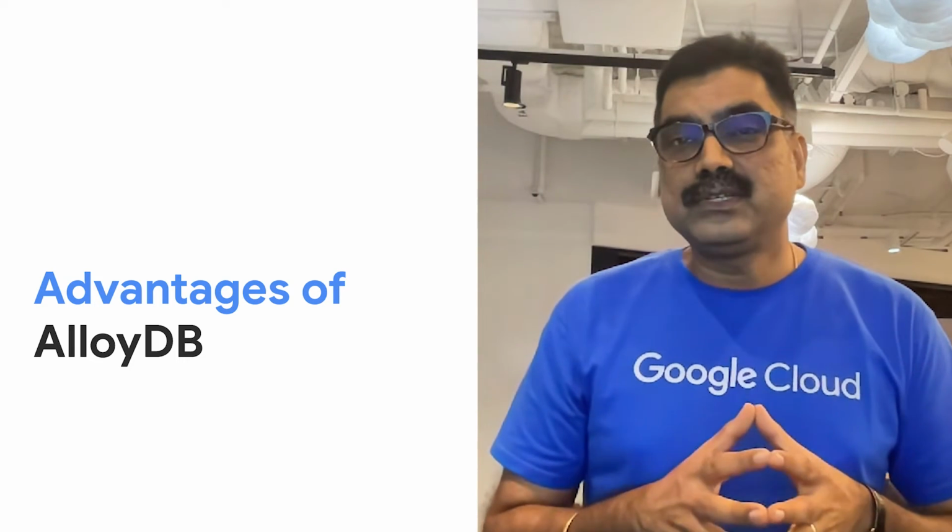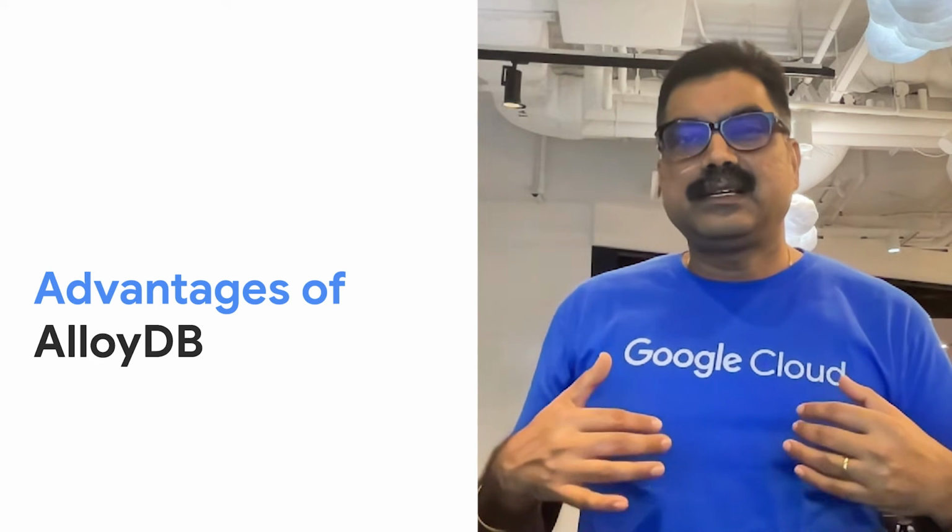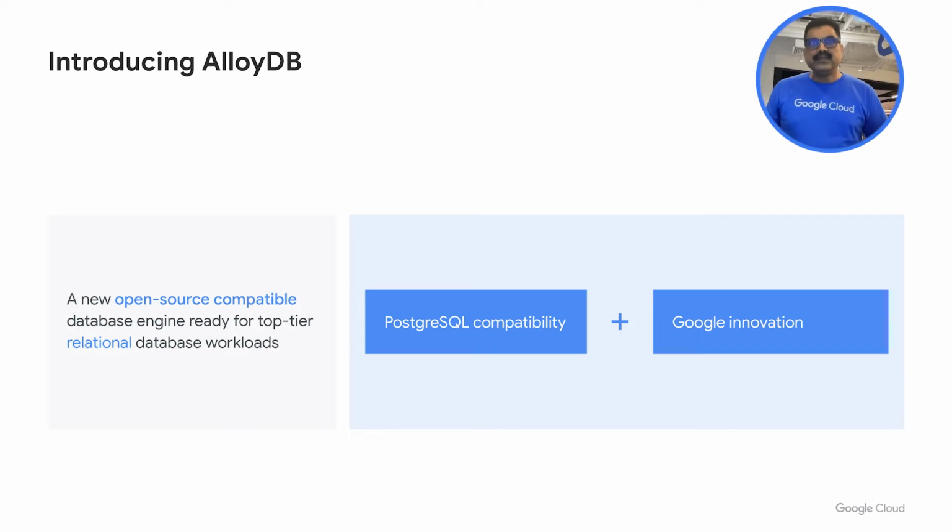Let's talk about what makes AlloyDB so unique and why Google Cloud has added it into its portfolio. As we have seen the acceleration of customers migrating their databases to the cloud, we at Google are constantly working on rethinking the technology they use. Our customers want to modernize from legacy proprietary services and standardize on open source. So we brought together all the benefits of the Postgres open source database with Google's innovation and created a database ready for all top-tier relational workloads. And we call it AlloyDB.